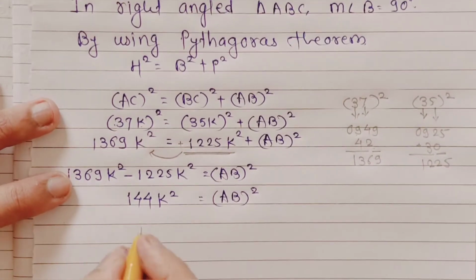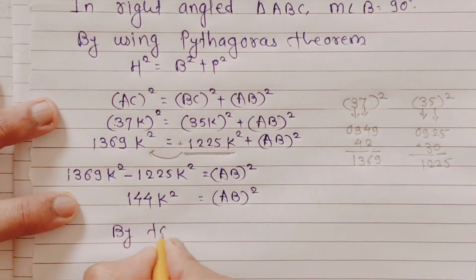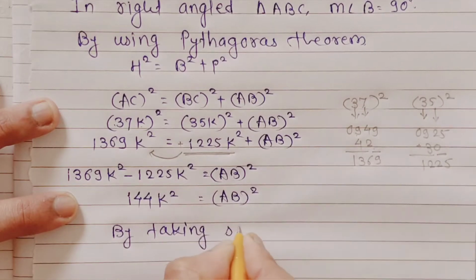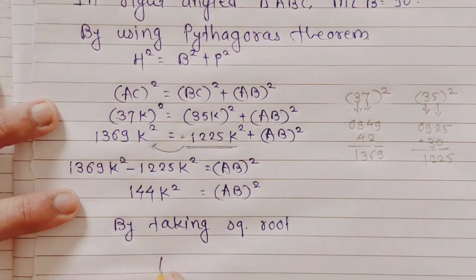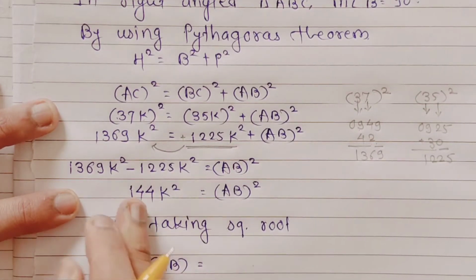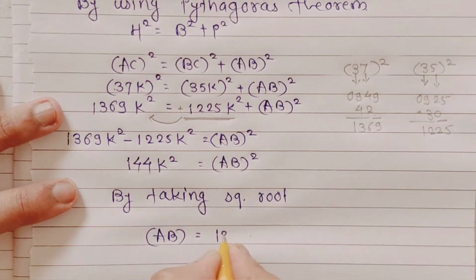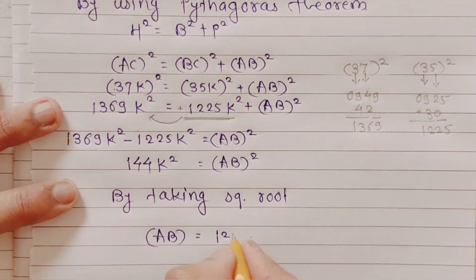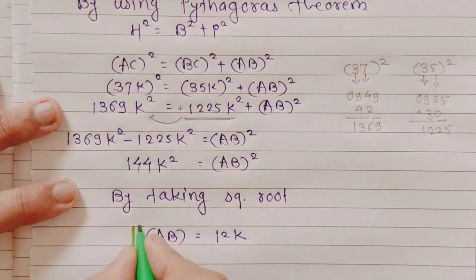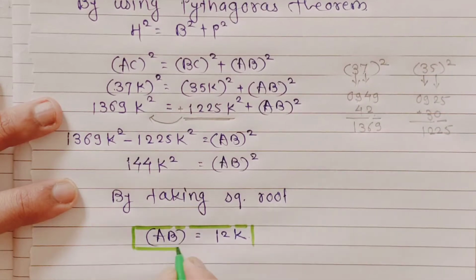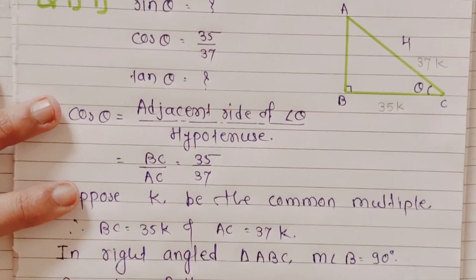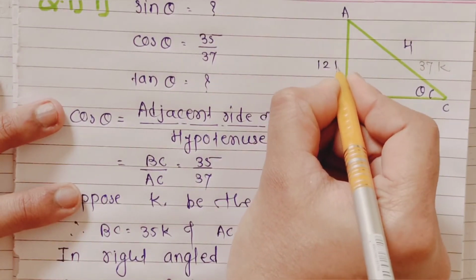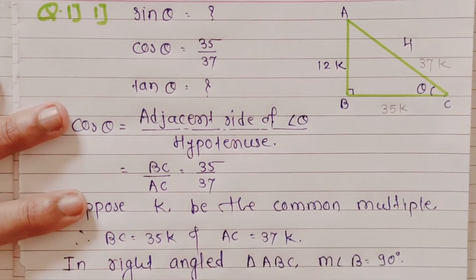So we can write by taking square root from both sides. Square root from both sides. AB is equal to 12k. We know that 12 square 144. That means AB is equal to 12k. So ही लेंथ आपण फाइंड आउट केलेली आहे. सो ही लेंथ आपण फिगरमध्ये मेन्शन करूया. AB is equal to 12k. It is 12k. So first we have to find out the sin theta.